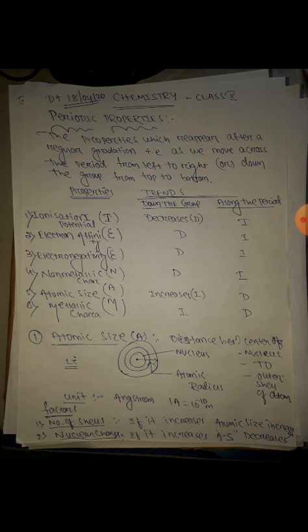I will show you how number of shells and nuclear charge work. As you know, as the number of shells keeps increasing, automatically the size from the center of the nucleus to the outermost shell will increase. So the size will keep increasing as the number of shells increases. Nuclear charge, what do you mean by nuclear charge? Nuclear charge means the number of protons present in the nucleus.